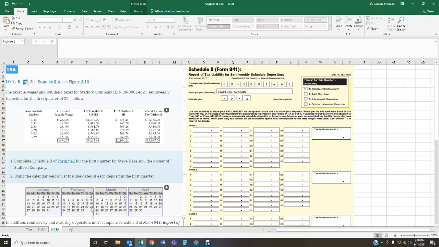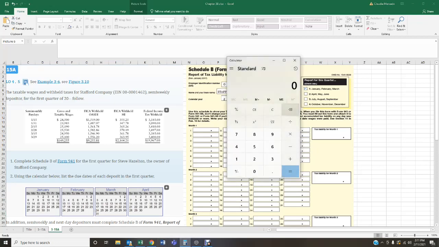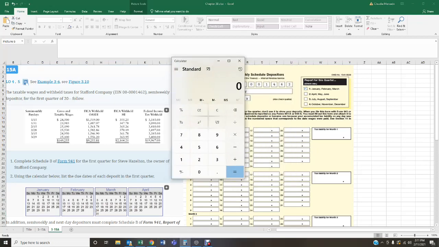OASDI for both the employee and the employer, HI for both the employee and the employer, and federal income tax. Let me get my magical calculator out because I cannot do math in my head. We're going to start off with January 15th. They've given you the OASDI and the HI amount. This is the amount being withheld from the employee, but we know that the employee and the employer pay the same amount. So we're going to double each of those so we can accumulate the amount of OASDI and HI taxes for both the employee and the employer.